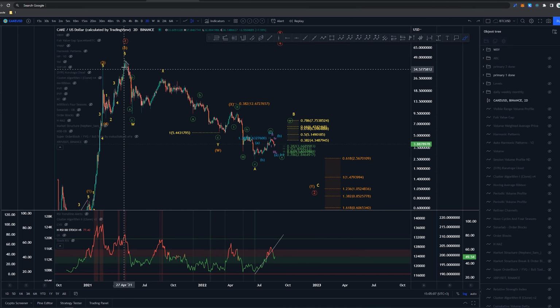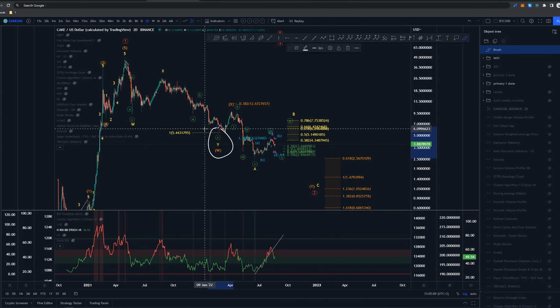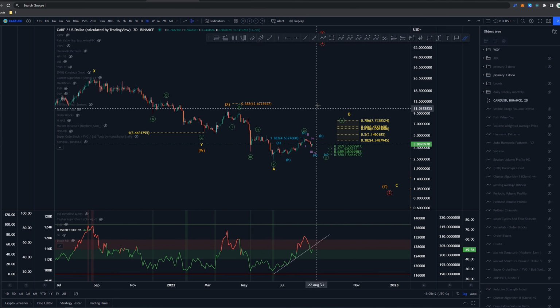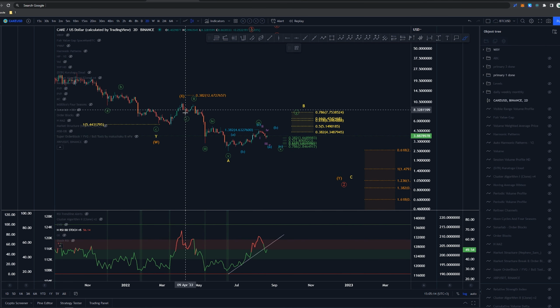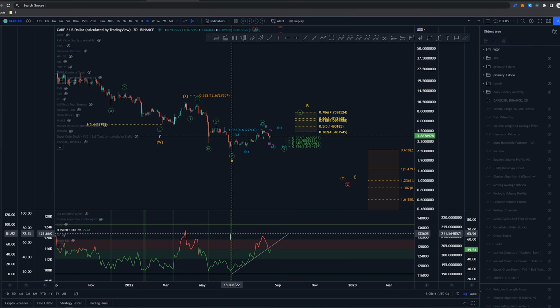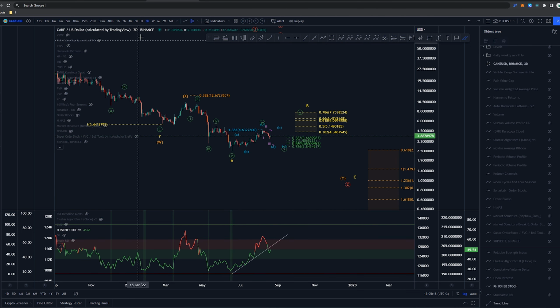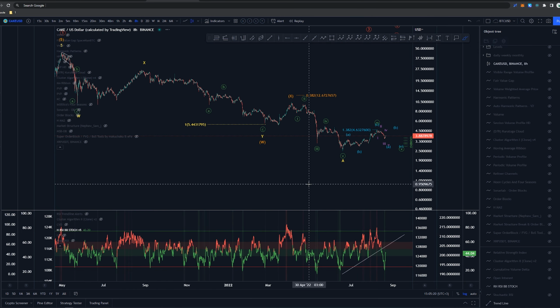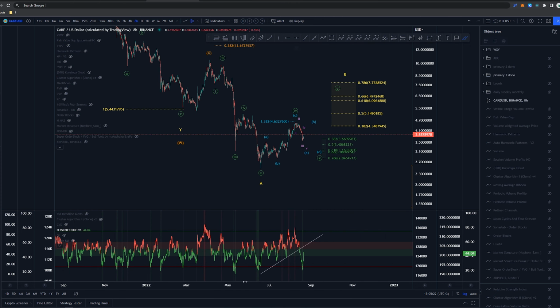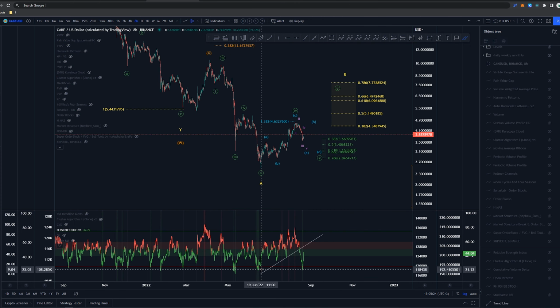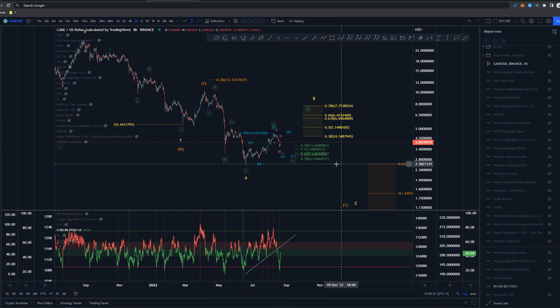However, I still like this. We have the 1-to-1 extension here on wave Y, and then this next structure after X is placed in here, we have this as a 1, 2, 3, 4, 5, and we do have that divergence between these two lows. Let's see here. On 8 hour, for example, we do have that. So that's why I do like this.